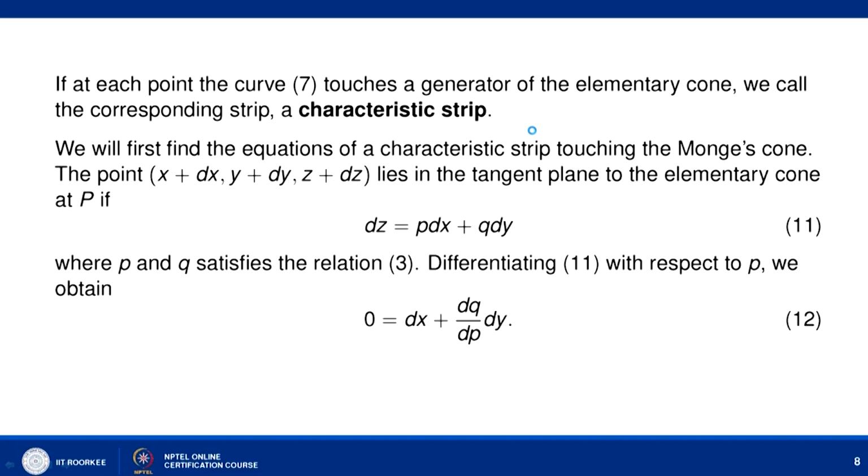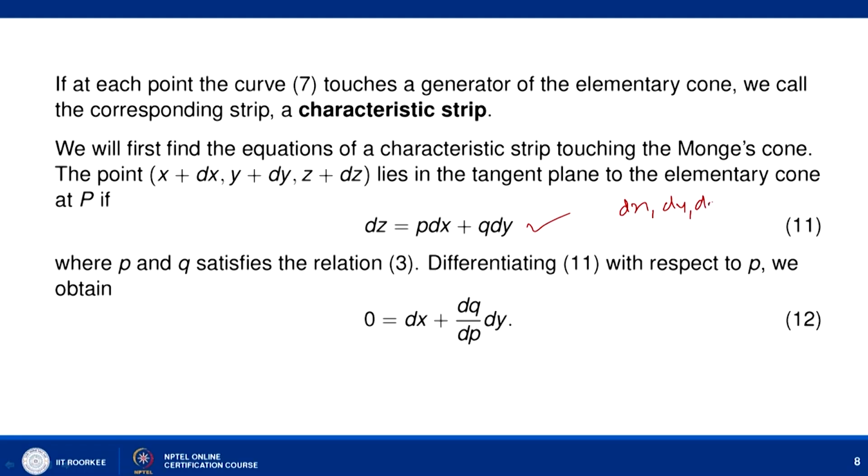It means that the characteristic strip touches the Monge's cone at each of its points. So first let us find out the equation of Monge's cone, then the generator of that.